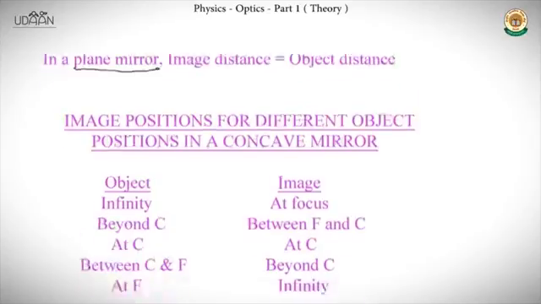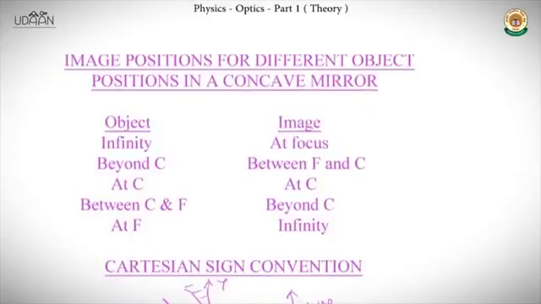So, basically here C denotes the center of curvature and F denotes the focus. When the object is kept at infinity, the image is formed at focus. When the object is kept beyond the center of curvature, the image is found between focus and center of curvature. When the object is kept at center of curvature, the image is found at the center of curvature. When the object is placed between the center of curvature and focus, the image is found beyond the center of curvature. When the object is kept at focus, the image is found at infinity.